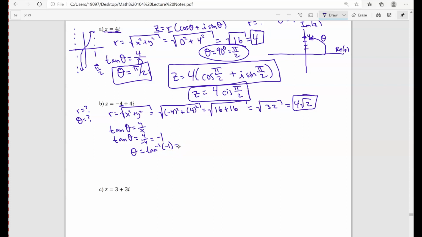That way we get some practice with degrees and radians. Okay, so I get negative 45 degrees.